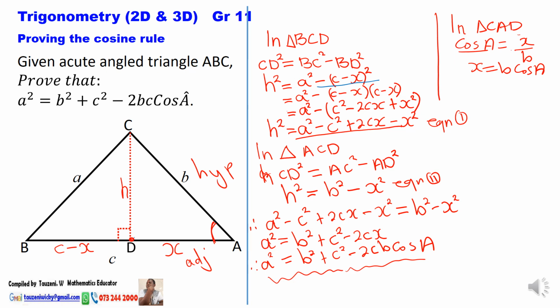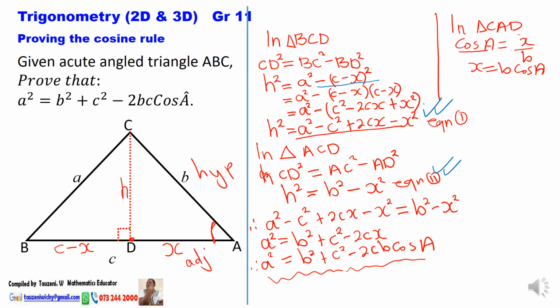Then you go to the next right angle triangle available, which is triangle ACD. We also express the value of h squared using the theorem of Pythagoras, and we got h squared is equal to b squared minus x squared. That gave us equation number 2. Then you take equation number 1 and equation number 2, equate the two together because they are representing the same measurement, which is h squared. Then we make a squared the subject of the formula.